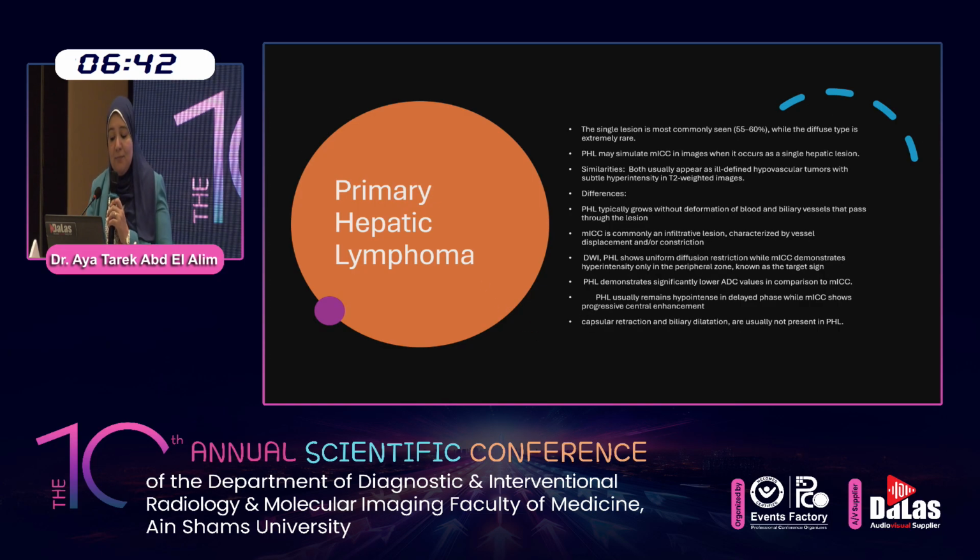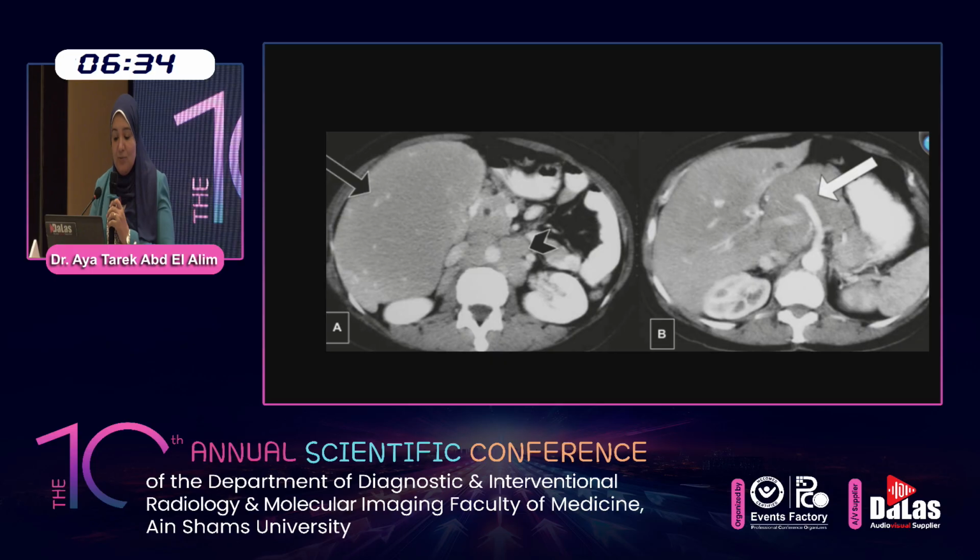Primary hepatic lymphoma is not common, but we can have clues, as there are lymph nodes beside it. The diffusion restriction is very bright. It encases the vessels, as we can see. All of this is hypodense lesion. We can see the encasement of the celiac trunk.